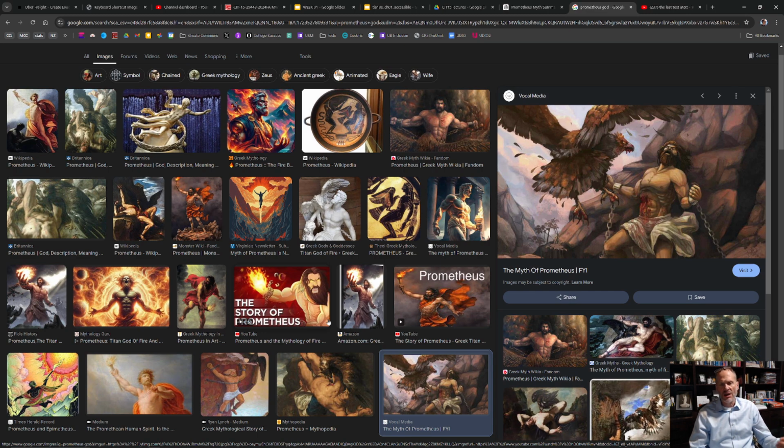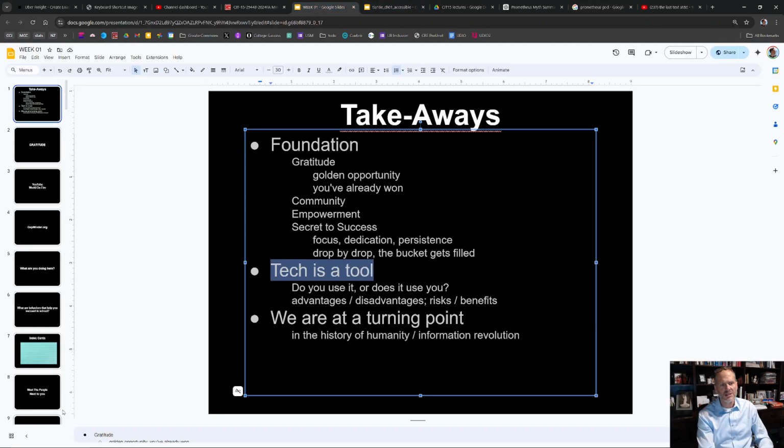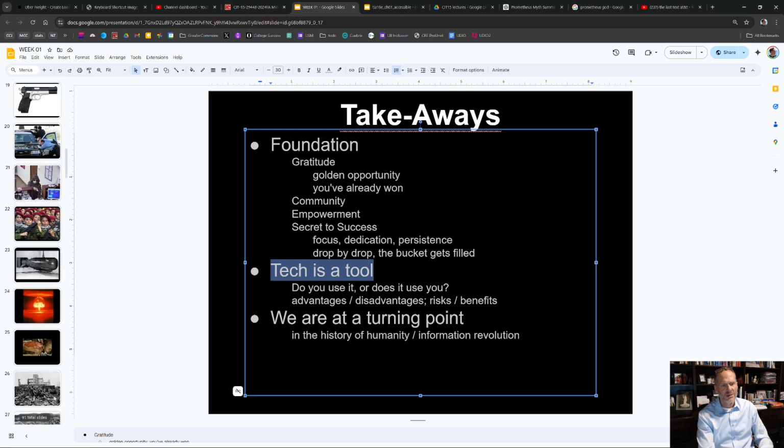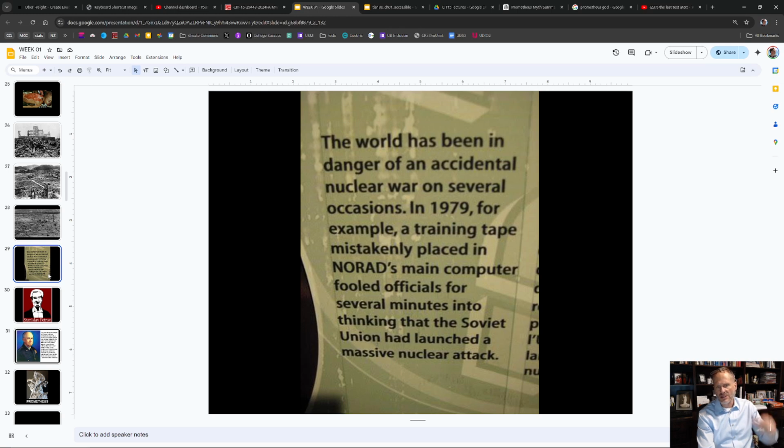And really, that myth can also be applied to technology. We could really ask ourselves, are humans really ready for a tool which is this powerful, which is technology? And for some humans, the answer has been fatally no. Like, they died because they were using this while they were driving. And also for all of humanity, there have been many moments where we've almost eliminated ourselves as a species because of technology. And so this was a picture I took at the Canadian War Museum in Ottawa, Canada. And a training tape was left in a computer. And because of that, for several minutes, the North American defense people, NORAD, thought that the Soviet Union had launched a massive nuclear attack.